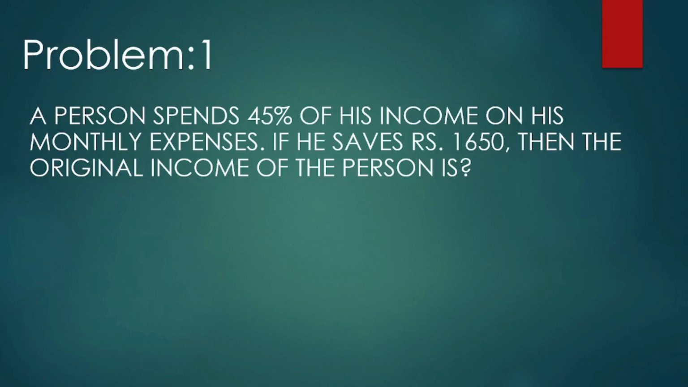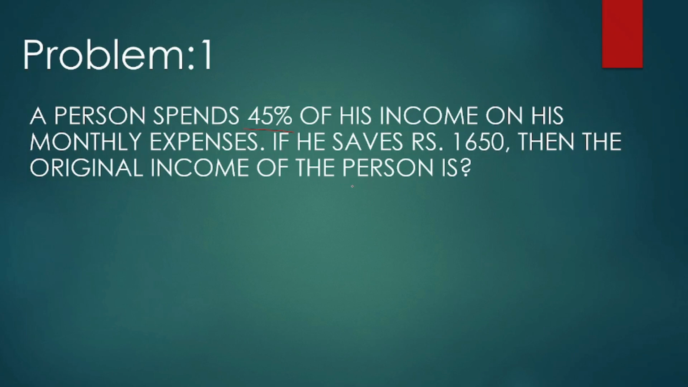Now we discuss the first problem in this video. A person spends 45% of his income on his monthly expenses. If he saves 1650 rupees, then the original income of the person is?